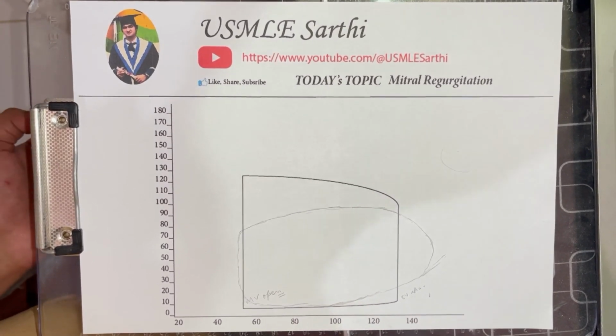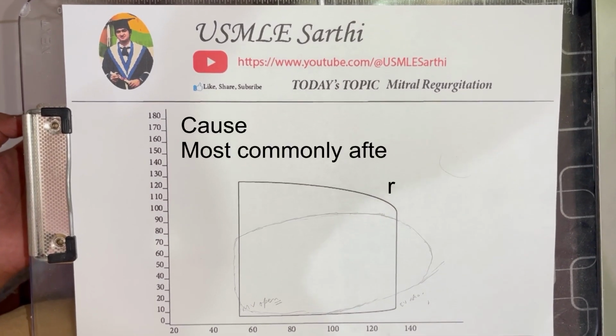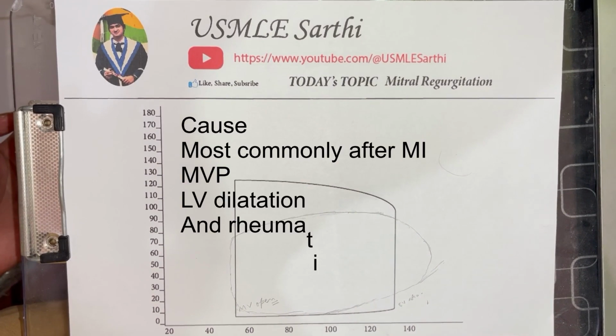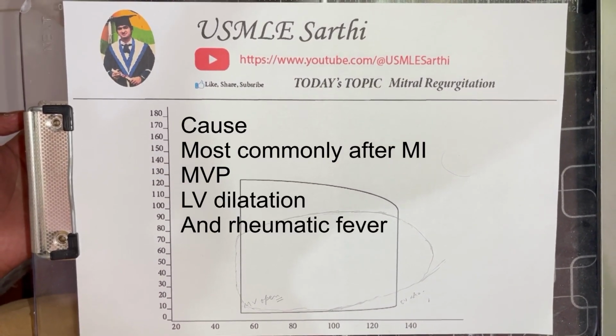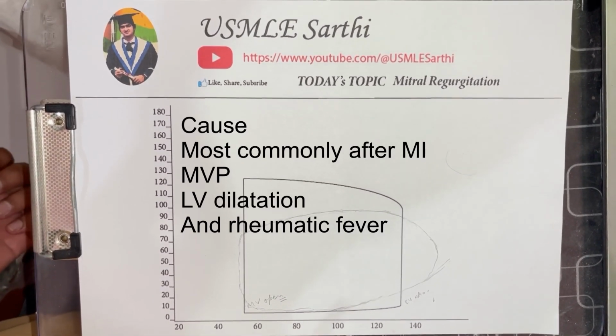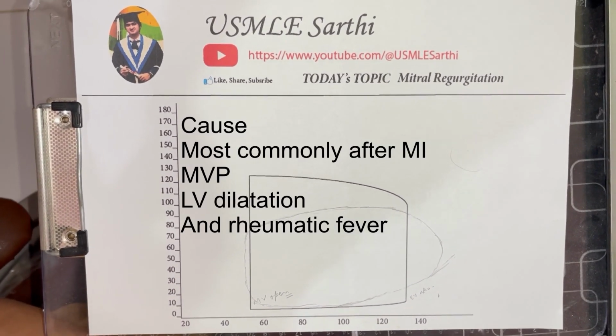Most commonly it happens after MI. Other causes are mitral valve prolapse, which we commonly see in connective tissue disorders, left ventricle dilatation, and rheumatic fever. So this is the end of today's discussion. I hope this will be helpful for you.